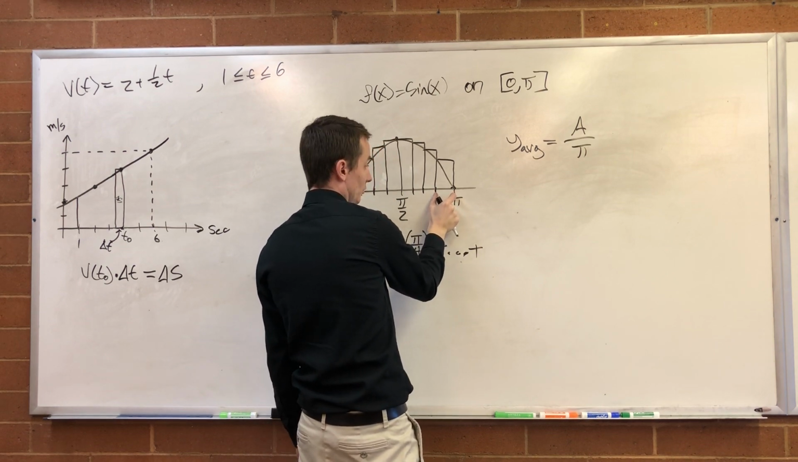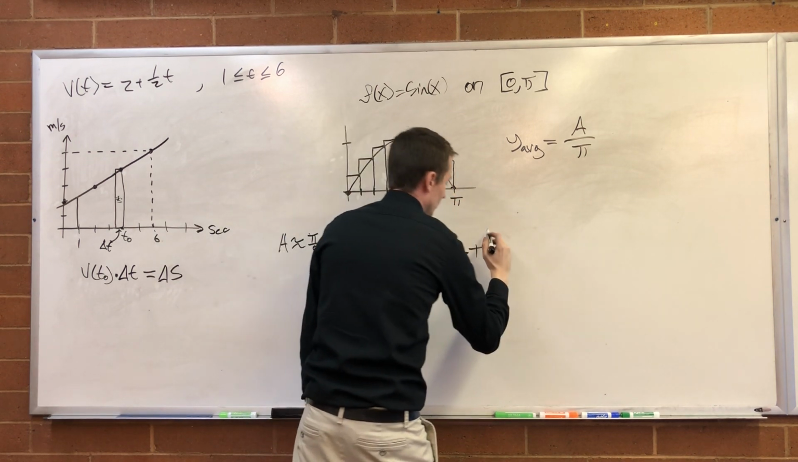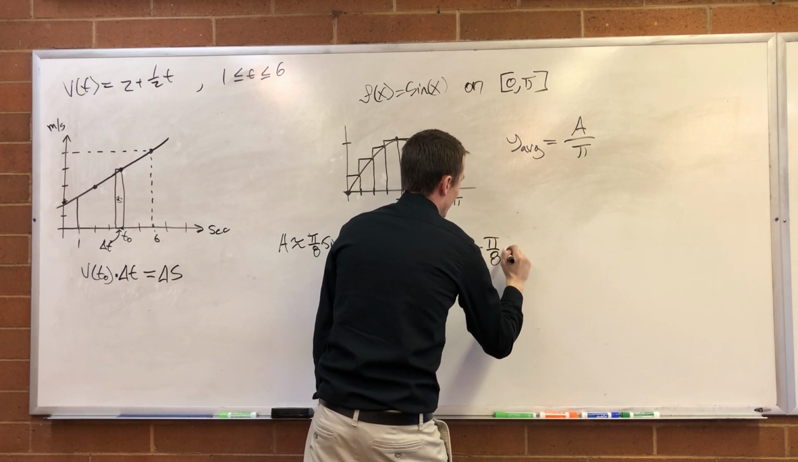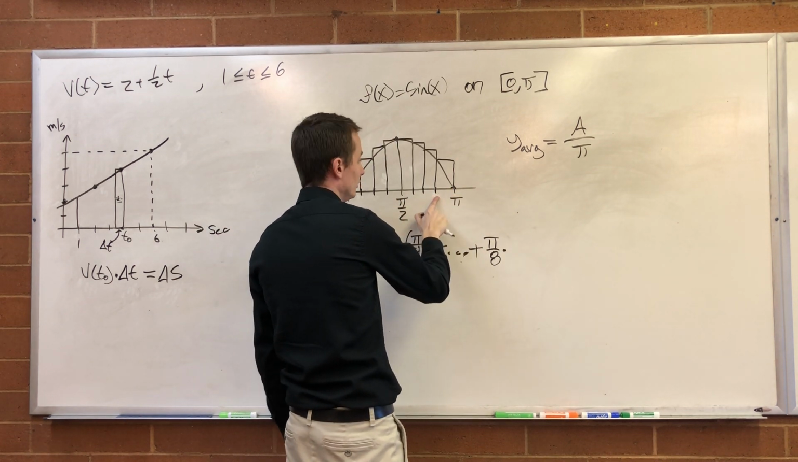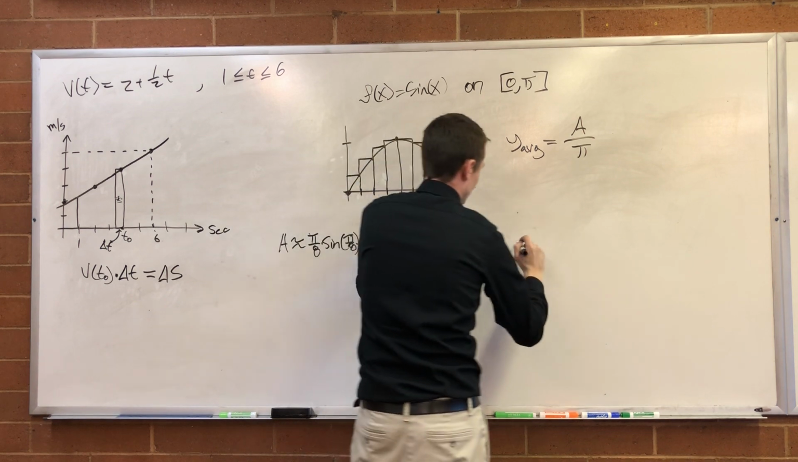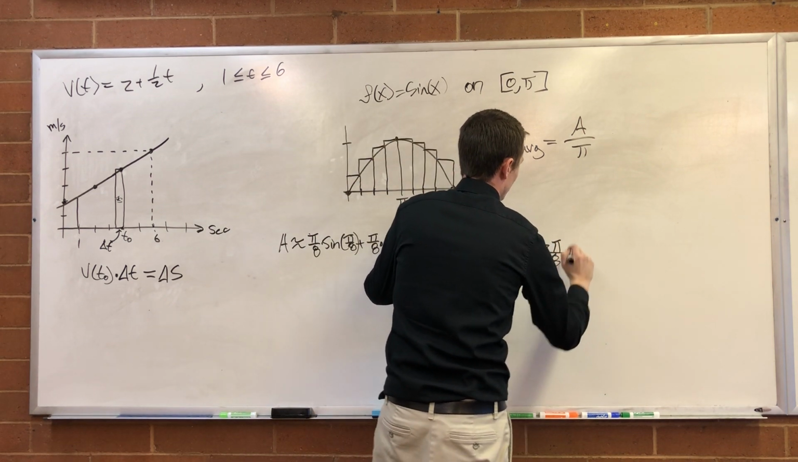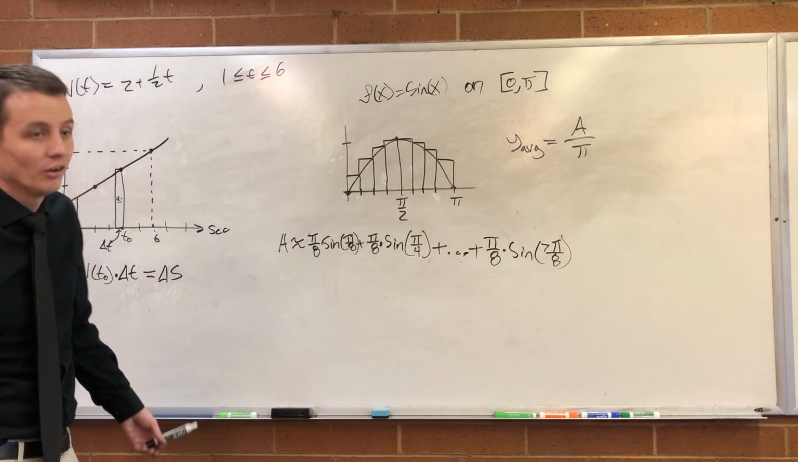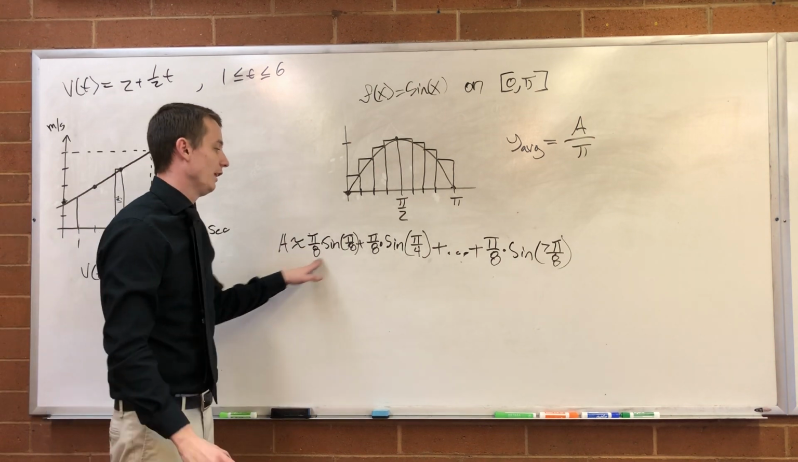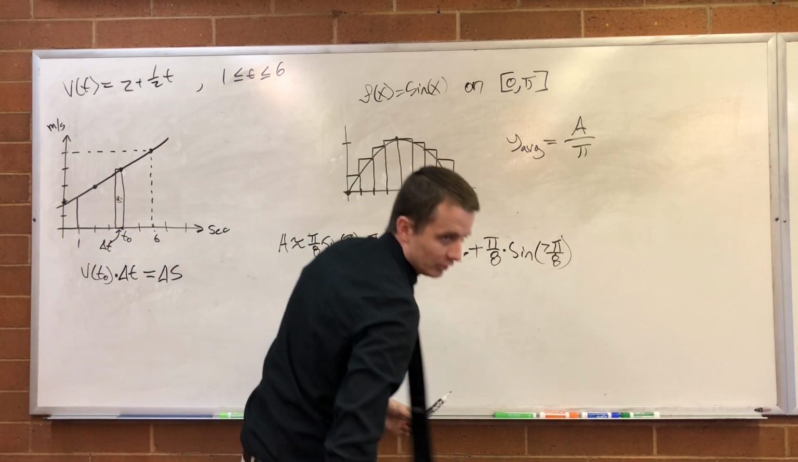Pi over 8 is going to be my base. And then my height, we calculated that with the left-hand point now, not the right. So that one is 7 pi over 8, sine of 7 pi over 8. Now you use your calculator. First off, when you're actually calculating these, make sure you factor out your base. Don't actually multiply by it each time. So you just need to sum up your heights.